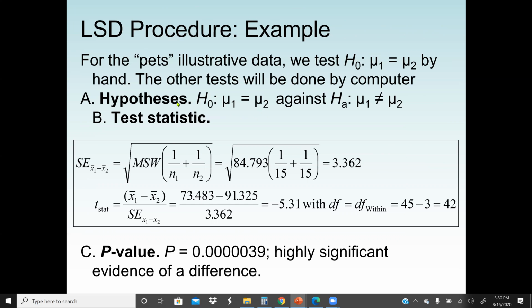For the test statistic, again we are doing a t-test, so we find the standard error. We know this is MSW times 1 over N1 plus 1 over N2, and since we have two groups, the sample sizes are the same. Plugging in the values, we get the SE to be 3.362. Then we find the t-stat, which is the difference of the sample group means divided by SE. We put in all the values, do our arithmetic, and we get negative 5.31.